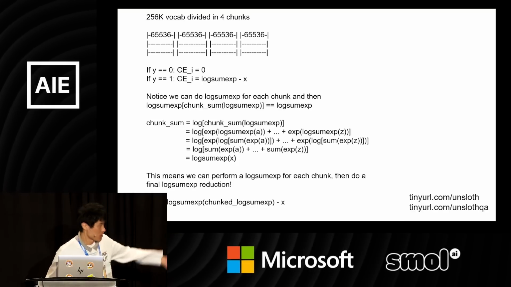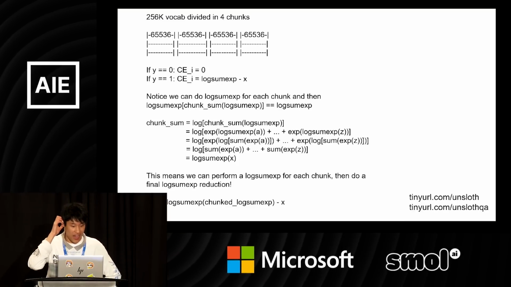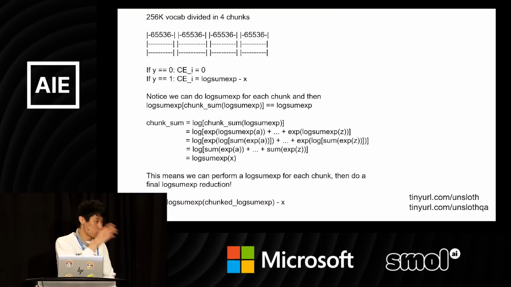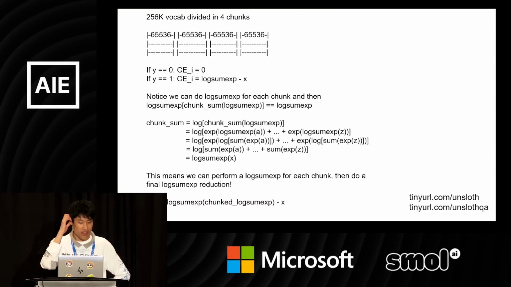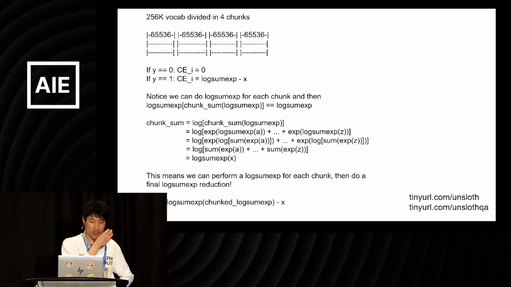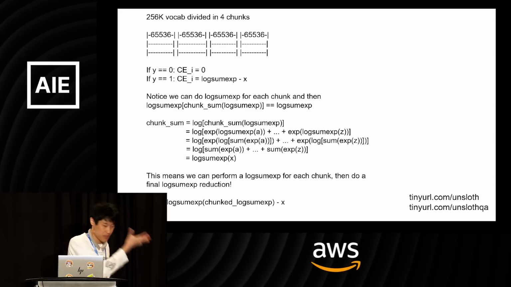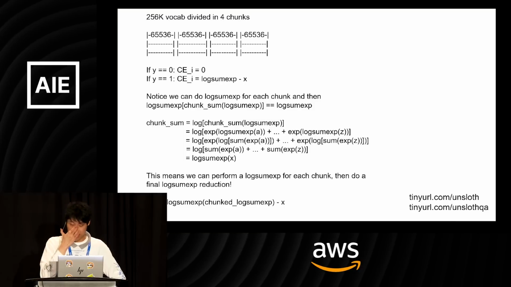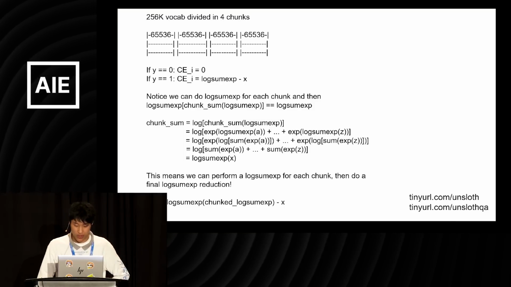I also wrote some maths for you to review. How you actually do the chunk sum is very interesting. The log of the chunked sum of the log sum exponentials is just the log sum exponentials. You have to do some manipulation, and it's actually very interesting. You don't actually need to change that much code to make it work.